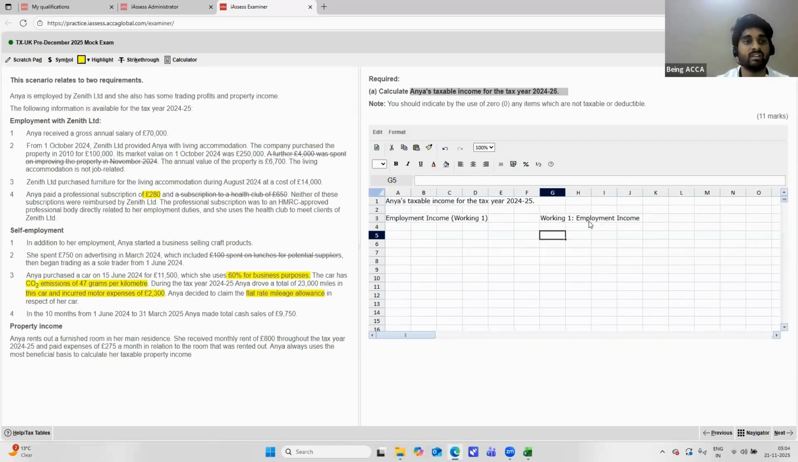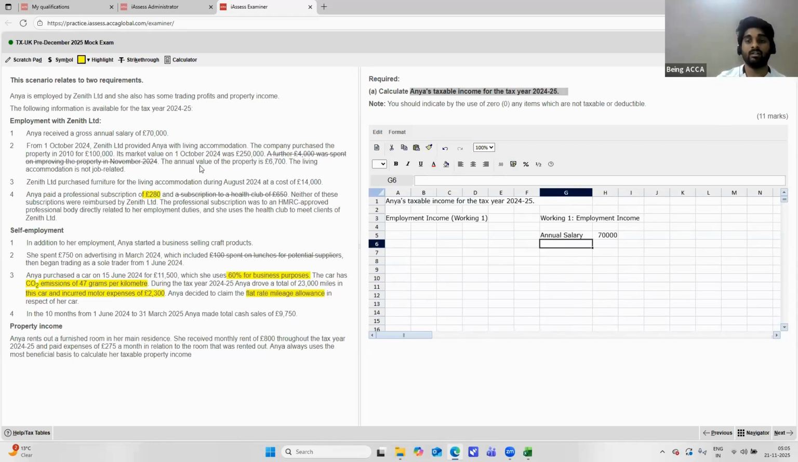Employment income, what is it first having? There is first an annual salary of 70,000 pounds. All right, annual salary has been considered to be 70,000 pounds. Next, we have is provided with living accommodation. Employment income consists of salary plus all the taxable benefits that should be considered along with that.